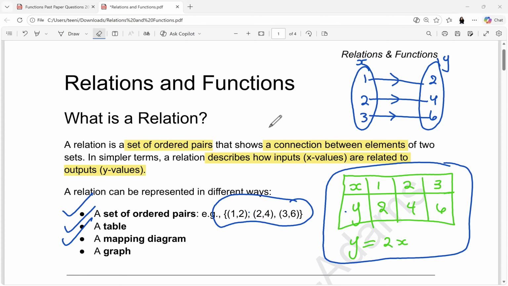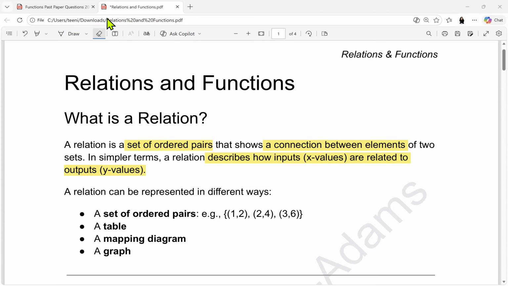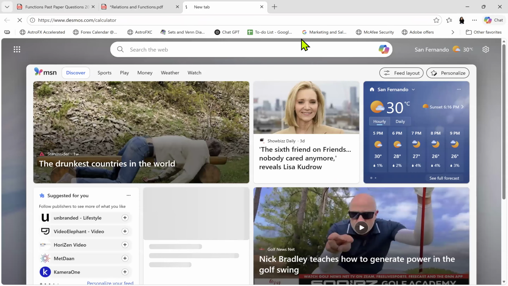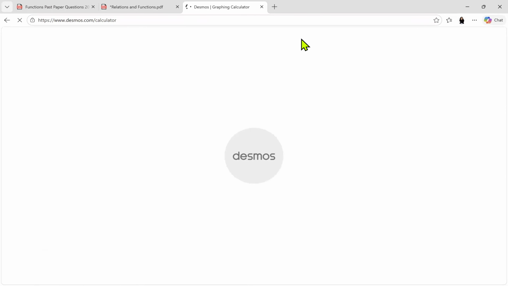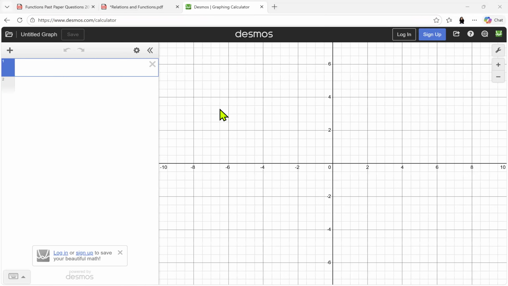And then in terms of a graph, I can represent the relation y equals 2x as a graph as well. Let me see if I can pull up Desmos quickly and show you what the graph of y equals 2x looks like. Give it a few seconds. All right, so y equals 2x. That's the graph of y equals 2x, right?